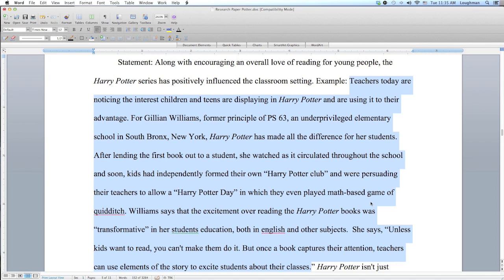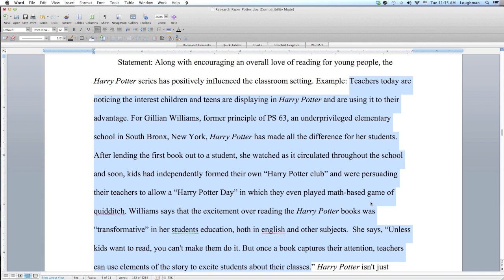For Gillian Williams, former principal of PS 63, an underprivileged elementary school in South Bronx, New York, Harry Potter has made all the difference for her students. After lending the first book out to a student, she watched as it circulated throughout the school, and soon kids had independently formed their own Harry Potter club and were persuading their teachers to allow a Harry Potter day in which they even played a math-based game of Quidditch. Williams says that the excitement over reading the Harry Potter books was transformative in her students' education, both in English and other subjects.